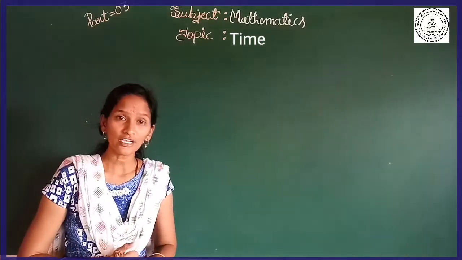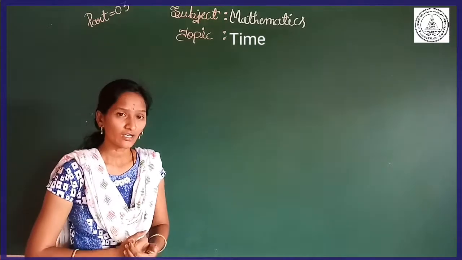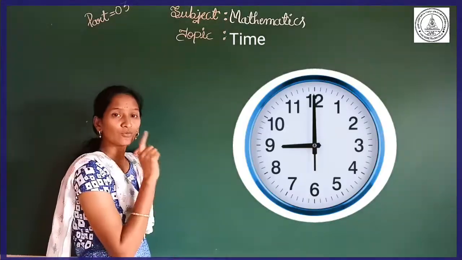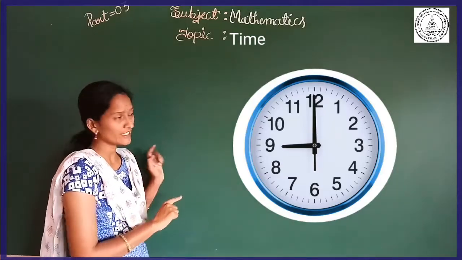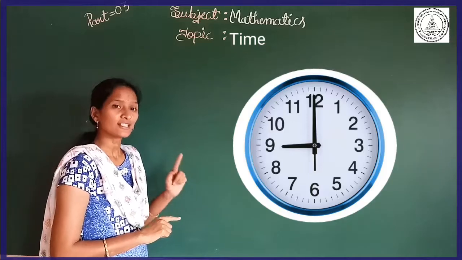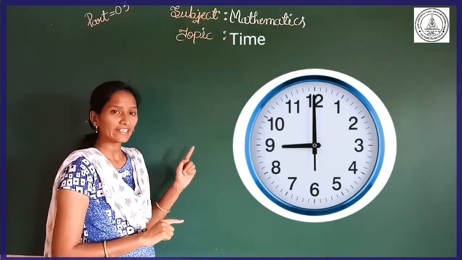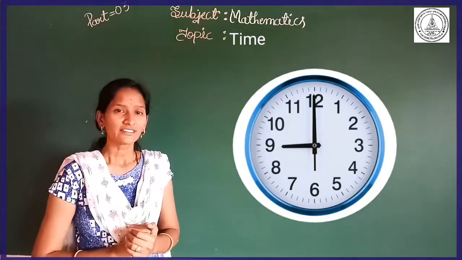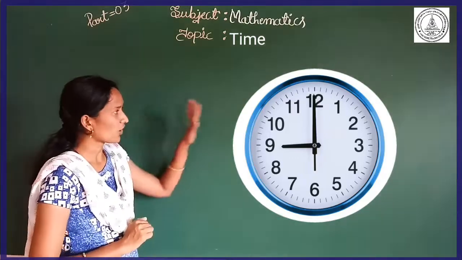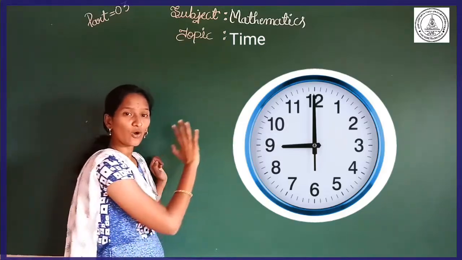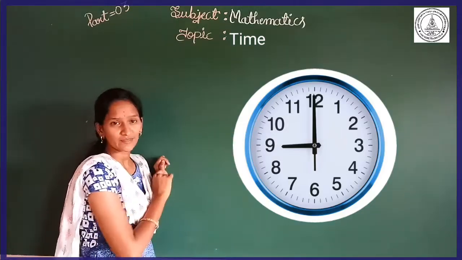This is an analog clock. In an analog clock, it contains some numbers, 1 to 12. Here 1, 2, 3, 4, 5, 6, 7, 8, 9, 10, 11 and 12. Yes students, so this is called the face of the dial. The round shape is there now. This is called the face of the dial.